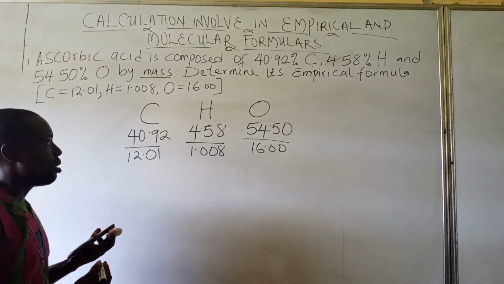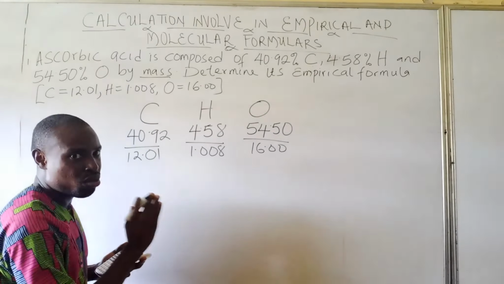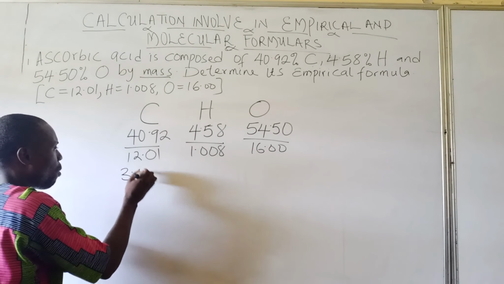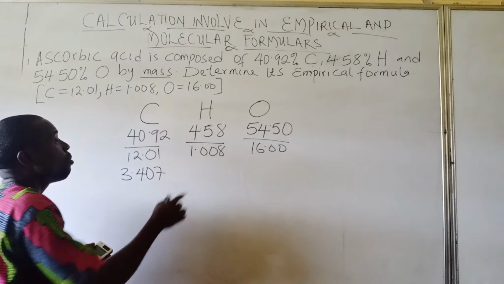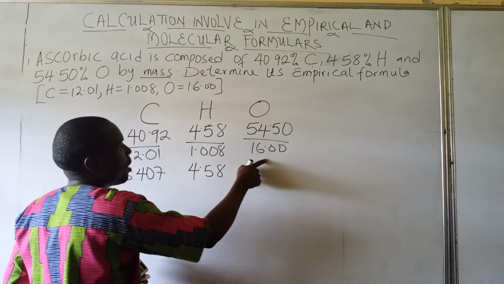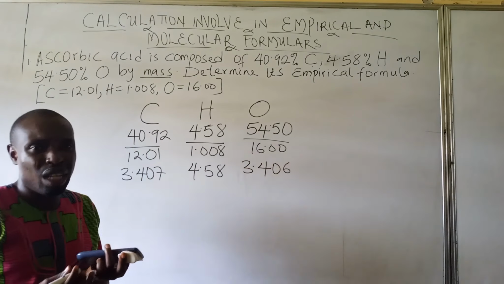Very simple. Next, when you divide, you'll have their mole ratios. For carbon, when you divide these two, you'll have 3.407. Hydrogen should give us 4.58. Oxygen should give me 3.406. Now what do you do next?